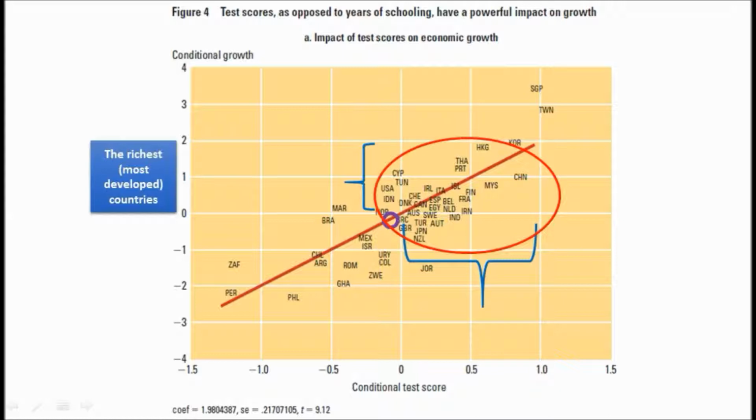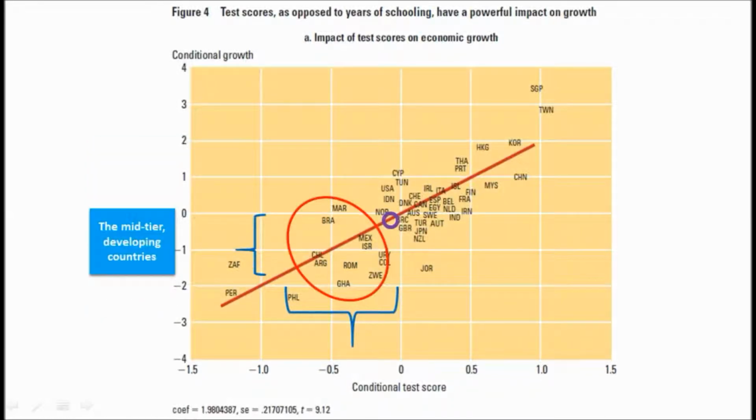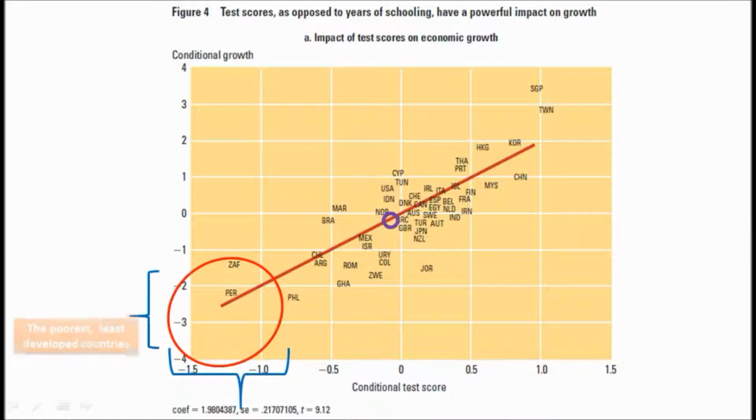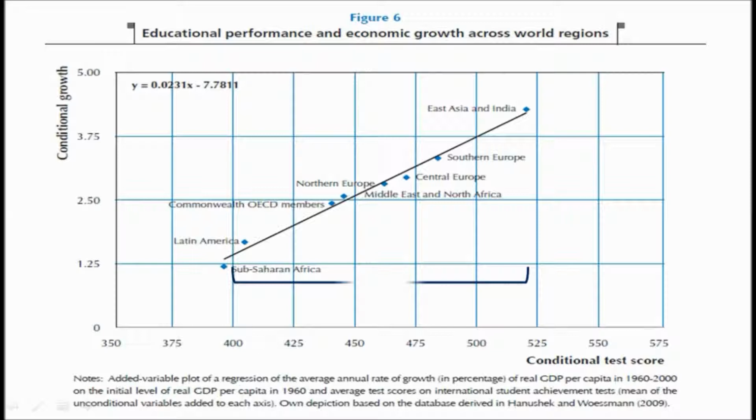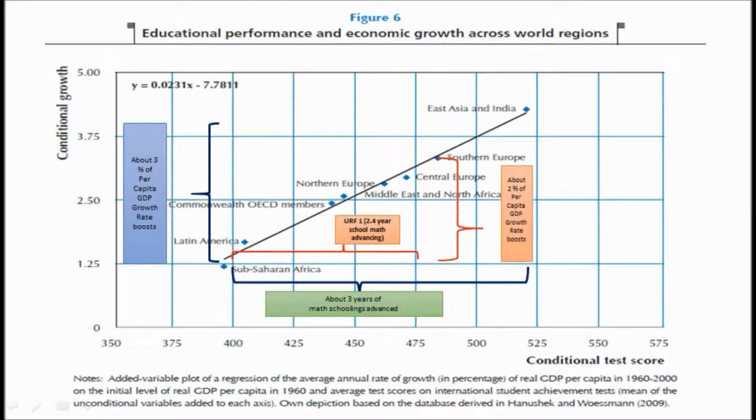From here, the upper right side is basically the map for the richest, most developed countries, and a little bit below that, the mid-tier developing countries, and a little bit below that are the poorest and least developed countries. And this is a very important map. If you look at all the continents seen here, the horizontal part corresponds to the PISA scores. There are more or less 3 years of differences, and the vertical part corresponds to the 3% per capita GDP growth.